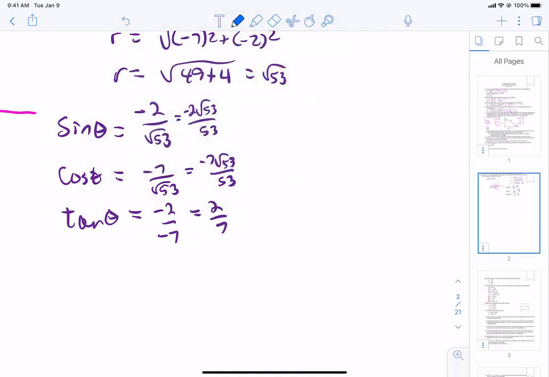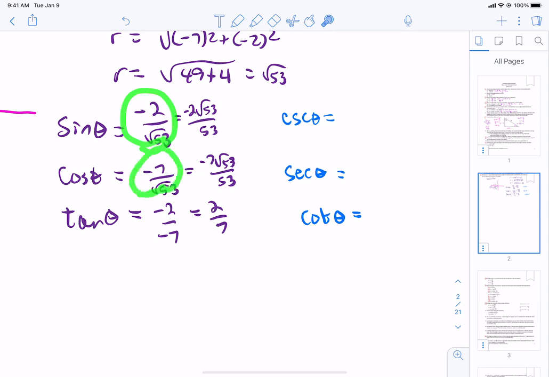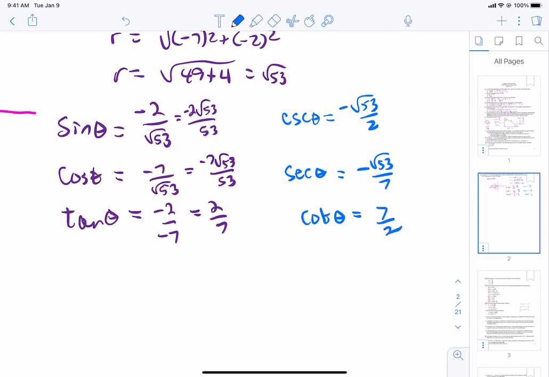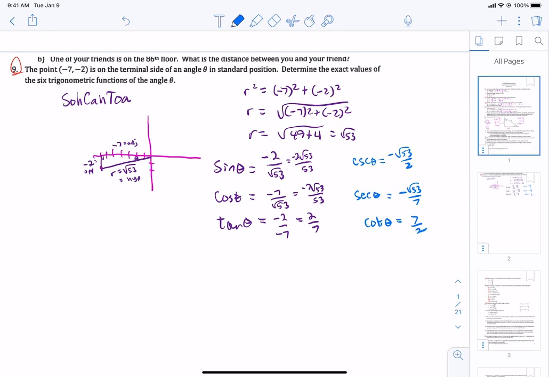Now, once I have my three original SOHCAHTOAs right next to them, they're reciprocals. So it's going to be cosecant, secant, cotangent. And then just flip over. Now, flip over whatever version you want. I think the best ones to flip are probably this one, and this one. But just flip them over. Find the reciprocal. And so this is going to be negative square root of 53 over 2. Now, traditionally, you just pop the negative to the top no matter what. This is going to be negative square root of 53 over 7, and this is 7 over 2. Okay? So there is number 9.